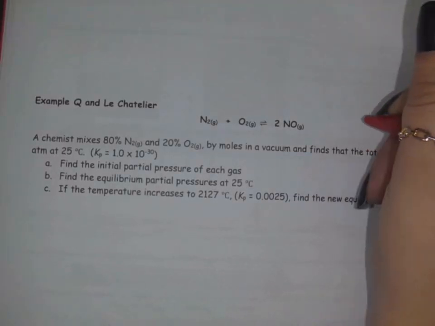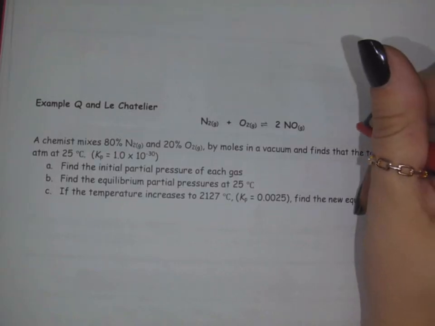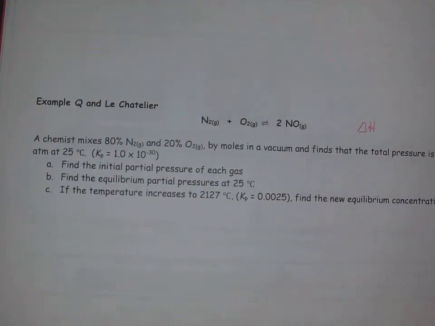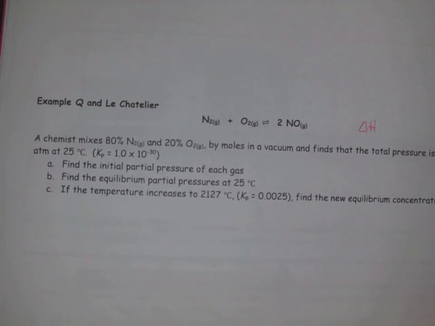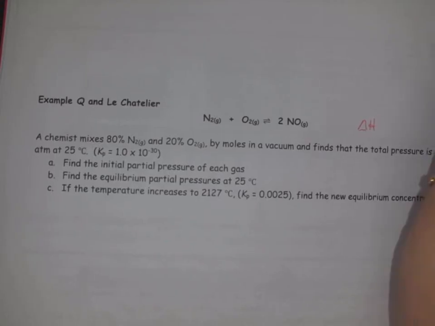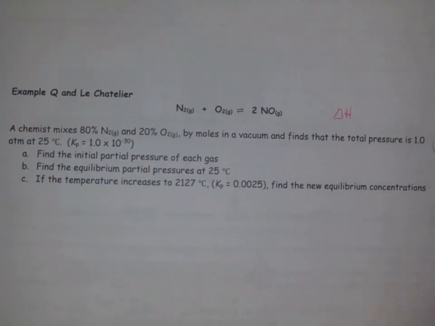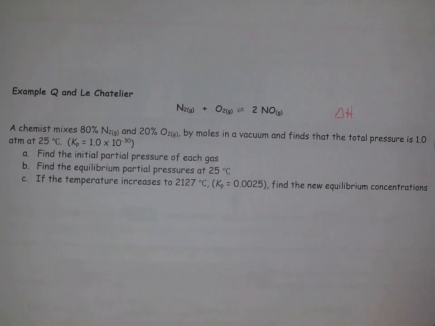Okay, so for this last part here, I would need to know if it's endothermic or exothermic, the delta H. It does give me a new KP though, so that could tell me if the temperature increases to that temperature, find the new equilibrium concentrations. And when they give me the KP, yeah, we should be able to do that. Okay. This one will be a great exercise for us to start with at the beginning of next class. I could definitely see a question like this showing up on the free response.